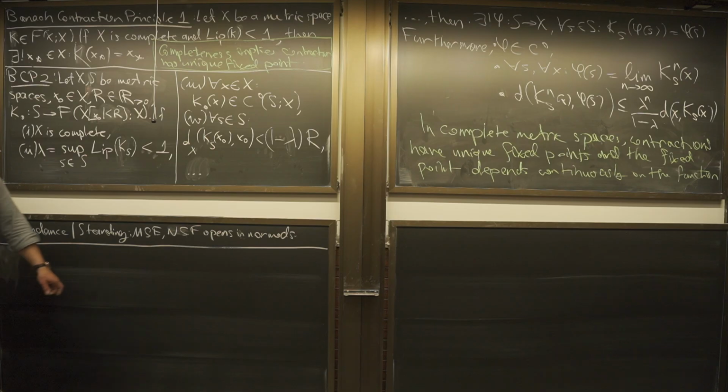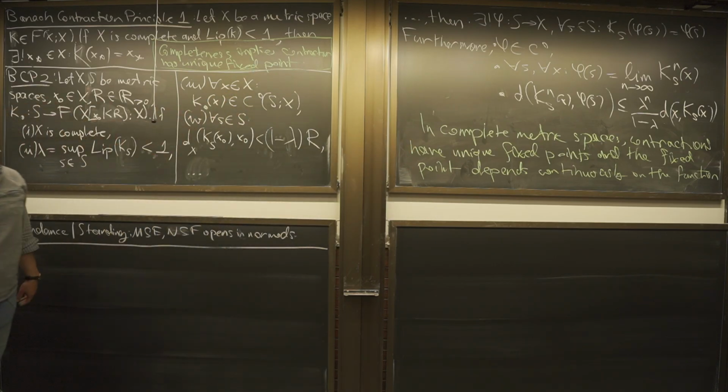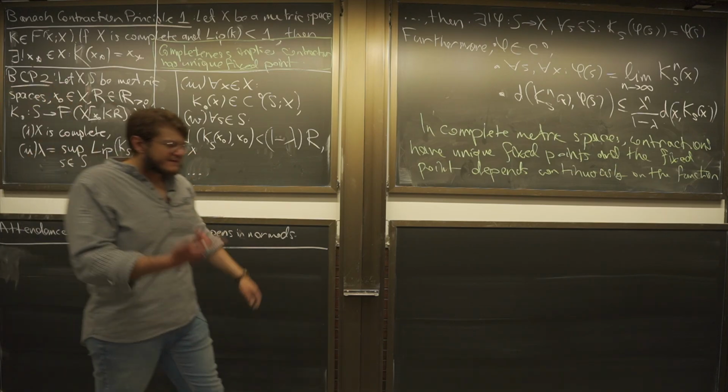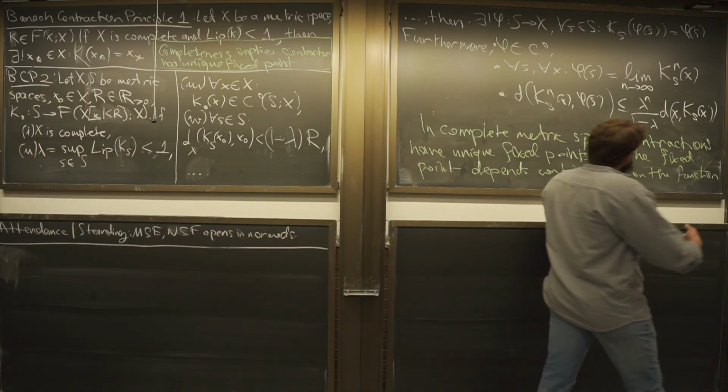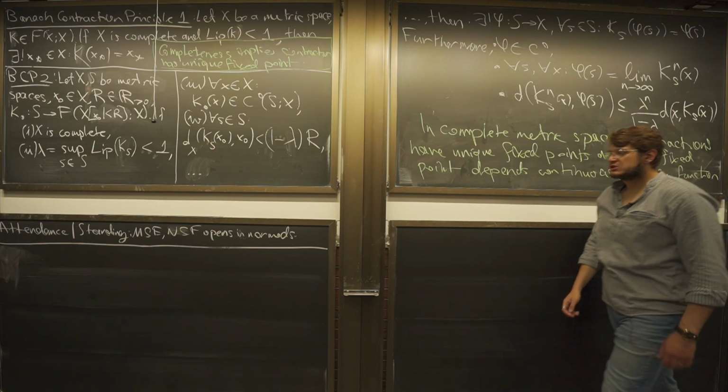Okay. Don't worry too much about the statement right now. The green parts are sufficient for us. The point of all this is that once you have these assumptions, completeness and contraction, then you have a unique fixed point for the function. And in fact, you have an algorithm. You can start with any initial condition and keep iterating your contraction. And eventually, you're going to converge exponentially fast to the solution you want.